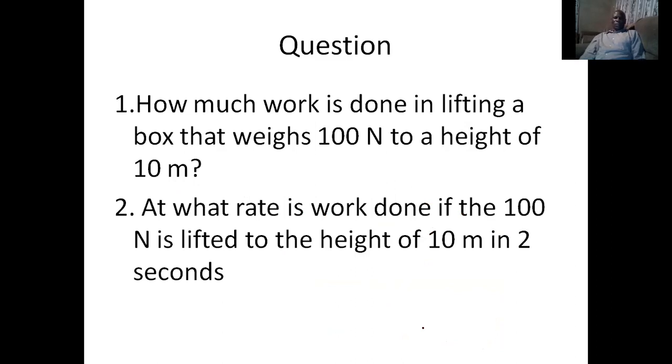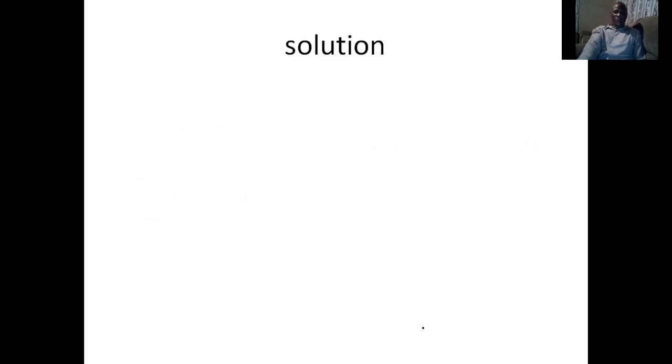So the second question goes as follows. How much work is done in lifting a box that weighs 100 newtons to a height of 10 meters? And the second part: at what rate is work done if the 100 newtons is lifted to the height of 10 meters in 2 seconds?